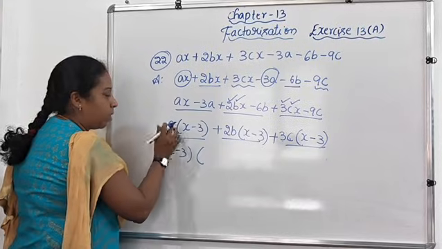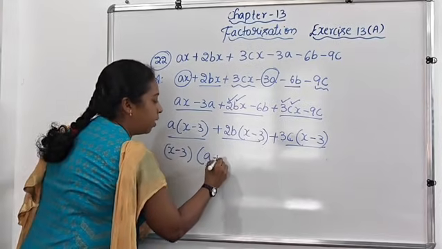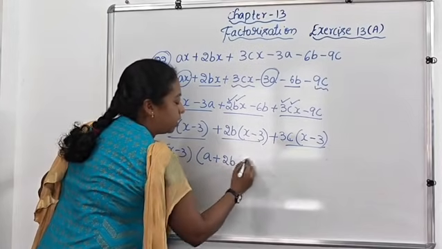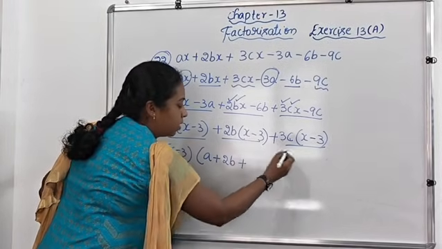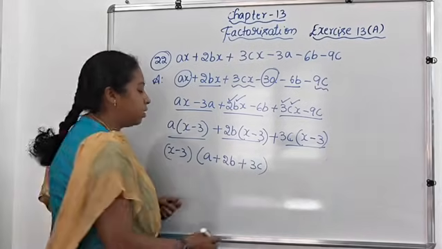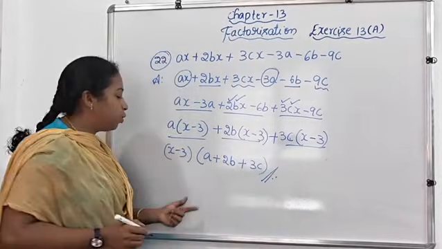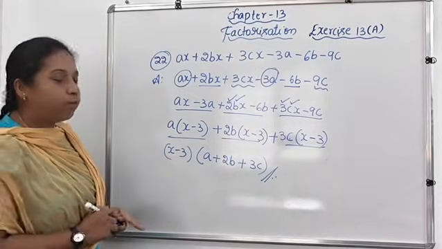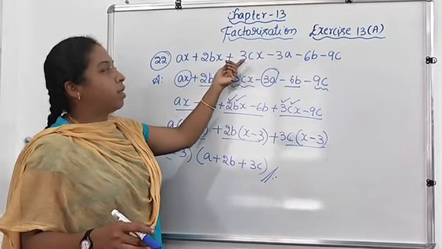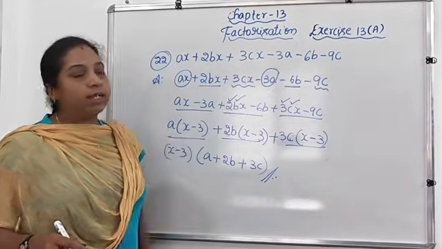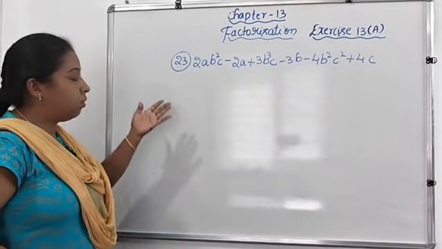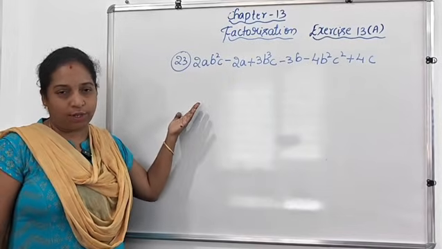Then in this term the remaining is a, and write down plus. In this term the remaining is 2b. Before that you write plus. In this term the remaining is 3c. That means (x minus 3) into (a plus 2b plus 3c) are the factors of ax plus 2bx plus 3cx minus 3a minus 6b minus 9c. Right. So that was the 22nd question.